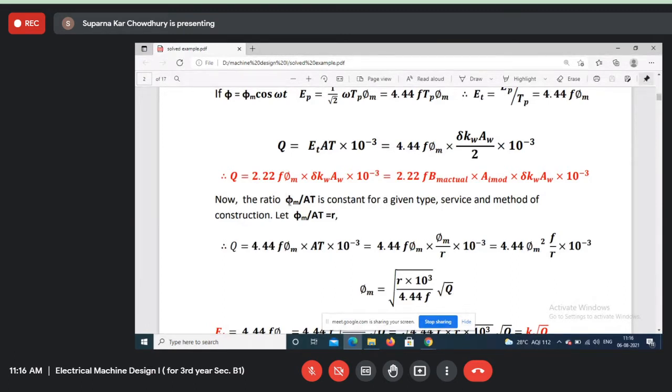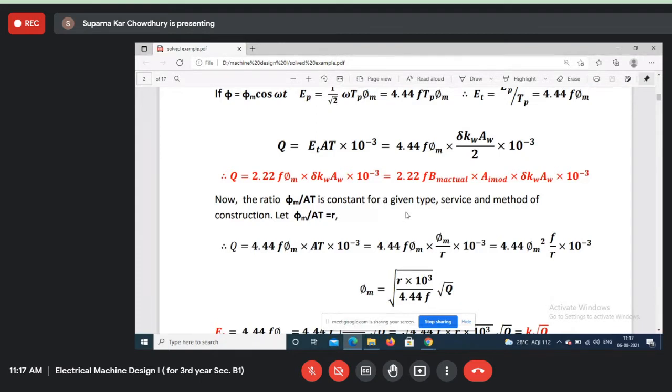Now phi m by AT is constant for a given type, service and method of construction. That is, phi m actually indicates magnetic loading and AT the electrical loading. So this ratio depends on the type of the transformer, in which service, that is whether this is power transformer or distribution transformer. Type means whether core type or shell type, whether 3-phase or single phase. For 3-phase core type, it can be 3-limb or 5-limb. So for different types of construction, that phi m by AT ratio is different.